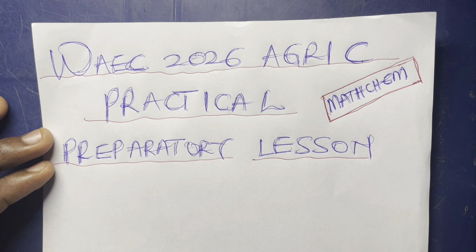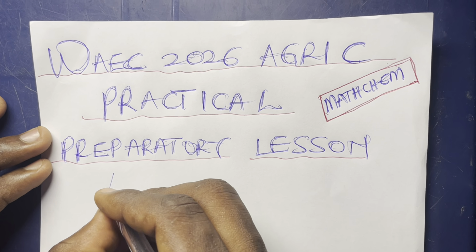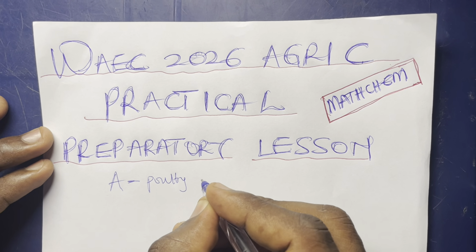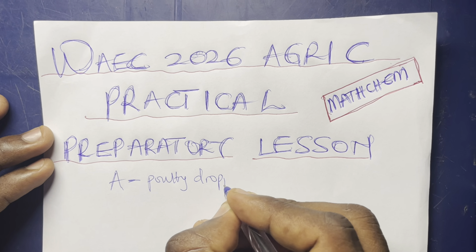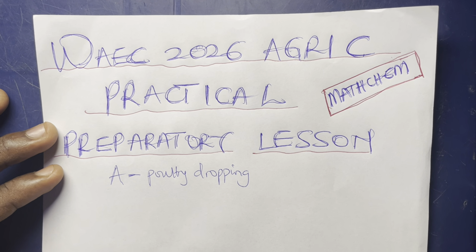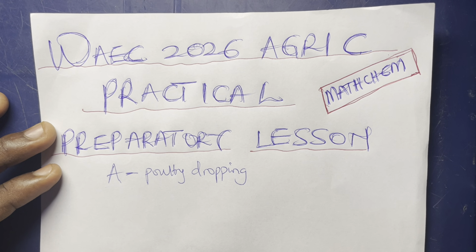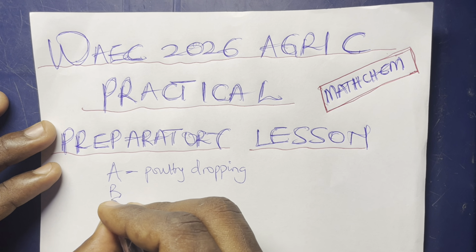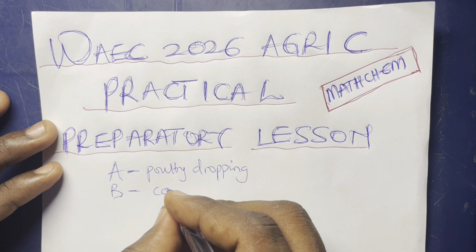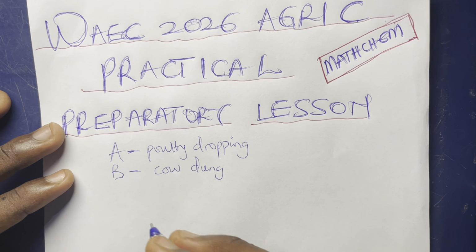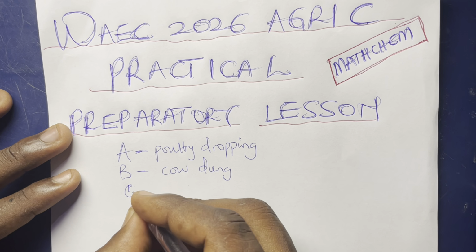So the specimens we'll be working on are here. Specimen A is a poultry dropping. I believe that students know what a poultry dropping is. That's the dropping from a fowl, chicken and all poultry birds. Specimen B is cow dung from a cow. Specimen C is water.